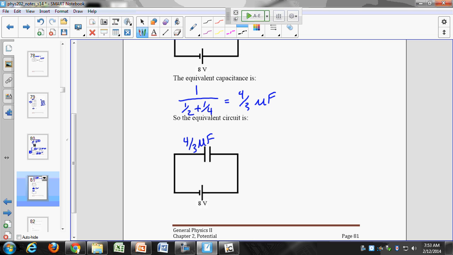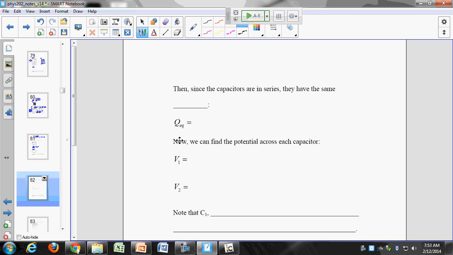Now, I can find the equivalent charge. Since the capacitors are in series, they have the same charge. And so the equivalent charge is going to equal the equivalent capacitance times the voltage. When I say equivalent charge, what I mean is the charge on the equivalent capacitor. Let me write that here.